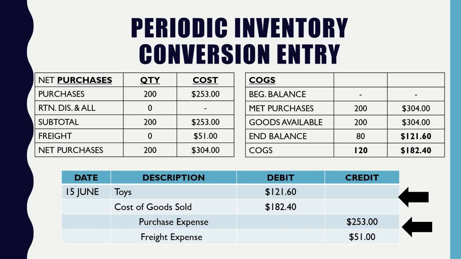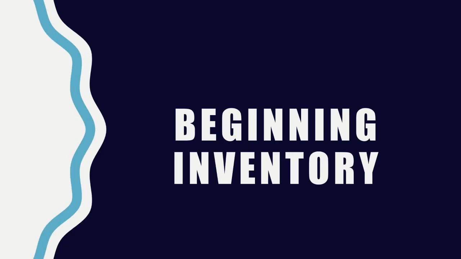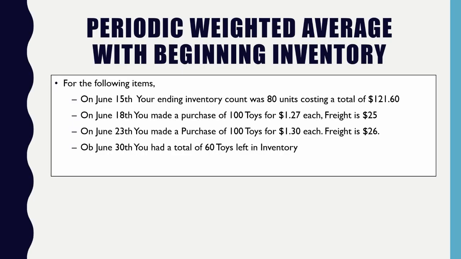So of course we've got to do our periodic conversion. So again, you're going to be plugging your numbers in, right? You're going to do your ending balance and cost of goods sold, as well as your purchase expense and your freight expense, right? Straightforward, right? So what happens when you have beginning inventory?